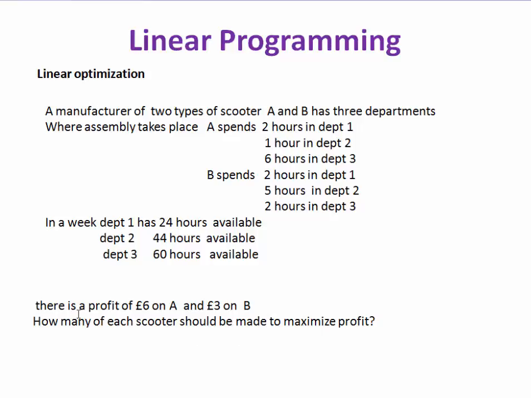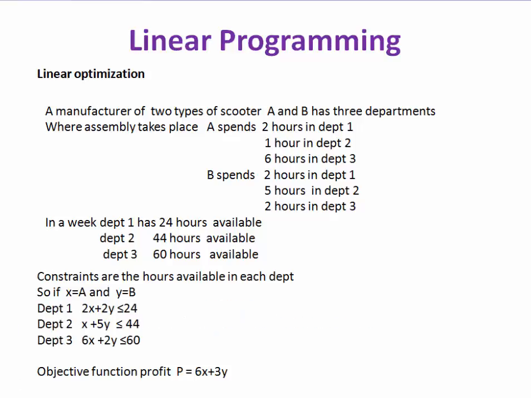So first of all, we want our constraints. We want to make our equations. Now, because the constraints are the hours available in each department, so this 24 hour, 44 and 60, and these hours are what A and B spend in those departments. That's going to be our constraints. So if we let x equal A and y equal B, so this is x, this is y.